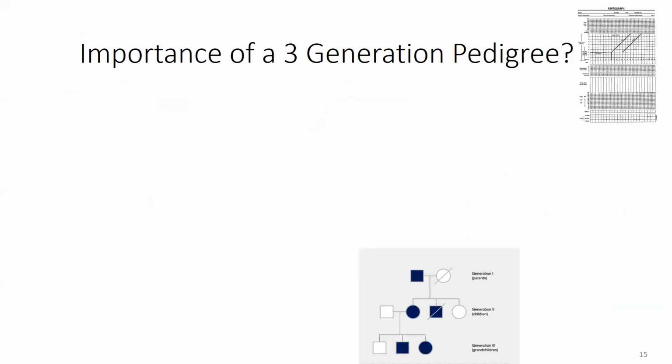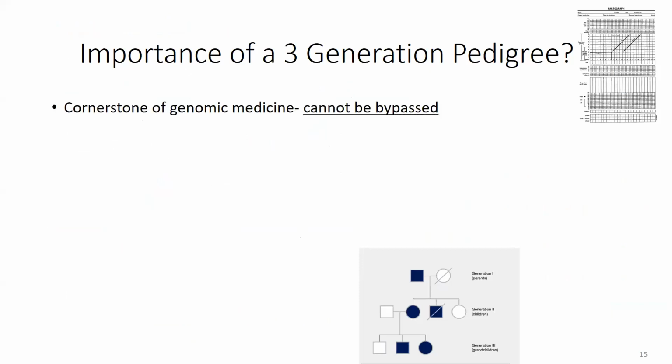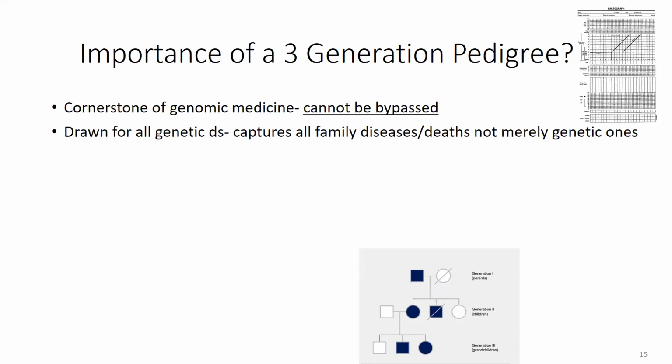Another thing you can't escape when you're talking about genomics is a pedigree, right? And I would like to compare a pedigree to a partograph. It's a graphical representation of the family tree. It gives you a lot of information, and it's the cornerstone of genomic medicine, and it cannot be bypassed. So anytime you meet a geneticist, you'll just find them drawing pedigrees and trying to interpret, right?